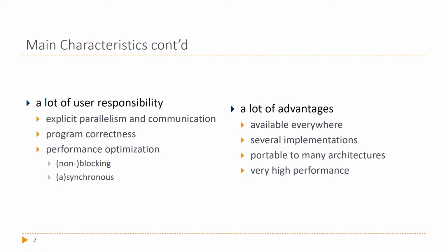On the other hand, we get all these convenience tools, but there's a lot of user responsibility involved with MPI. Everything in terms of parallelism and communication is explicit, which means if MPI doesn't do it, it's because you didn't write the code for it. Then program correctness is also user responsibility. If your program crashes, it's because you made an error in implementation, at least most of the time.